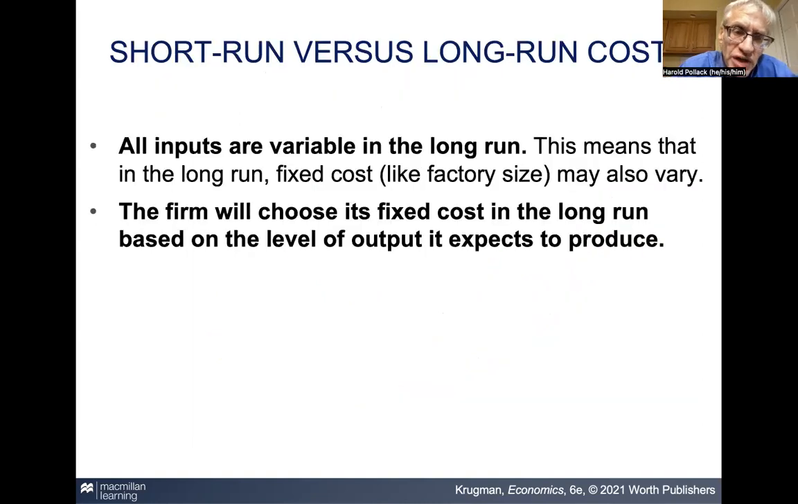Short run versus long run: all inputs are variable in the long run. So things like the size of a factory can change, and firms can actually pick their fixed cost in the long run based on the level of output that they expect to produce. Should I build a $1 billion factory or a $100 million factory? Well, it depends on what I think the demand is going to be for my product. If I think demand is incredibly huge, I might want to build a huge factory that has really low marginal costs and really high fixed costs.